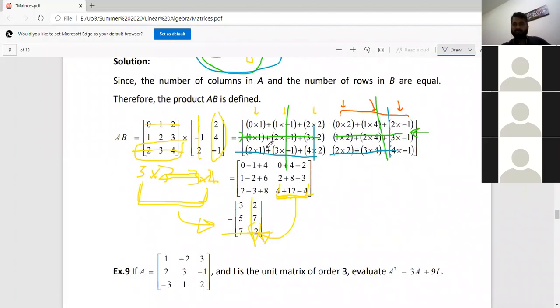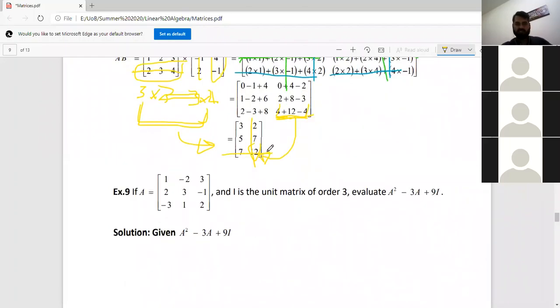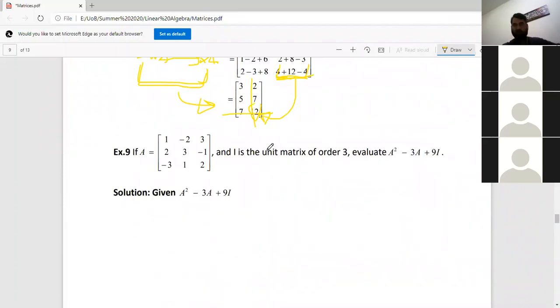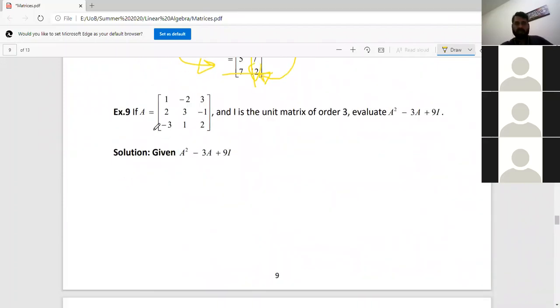So this was the multiplication, not difficult, very easy. Another example: a matrix A is given. The question is to find A square minus 3A plus 9I. First I need A square, which means I have to multiply A with A. Then 3A is a scalar multiplication, which means I have to multiply 3 with A.